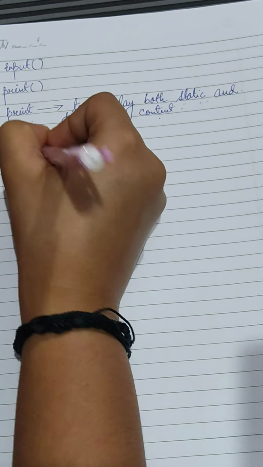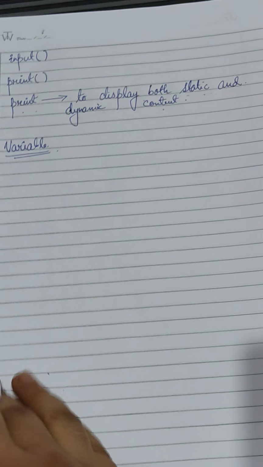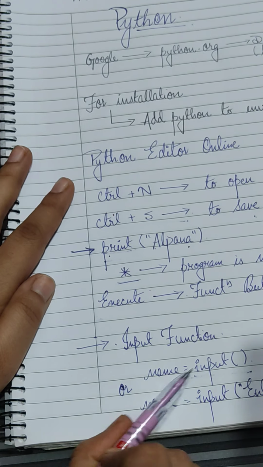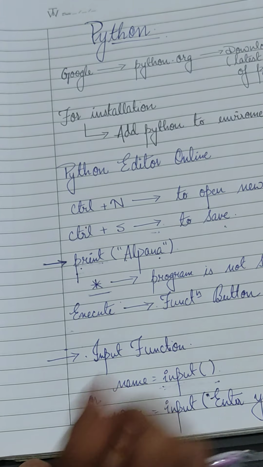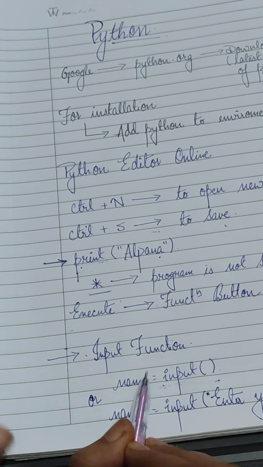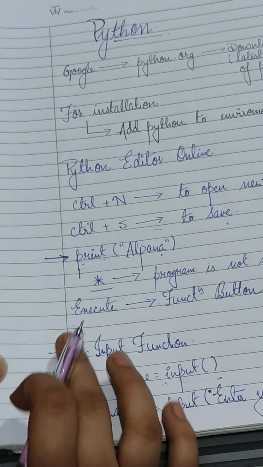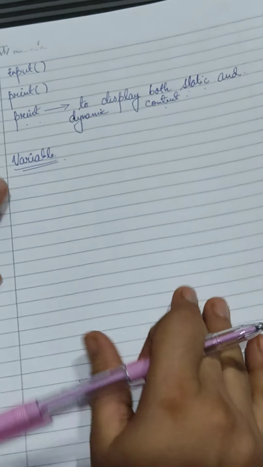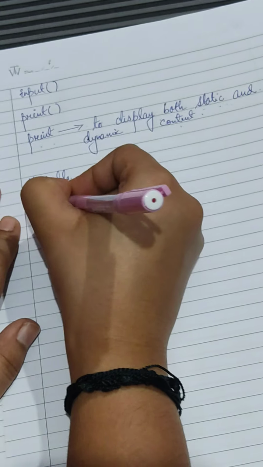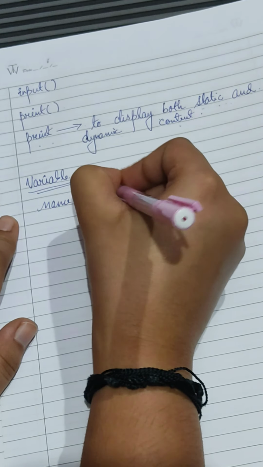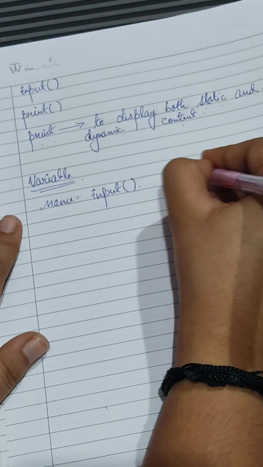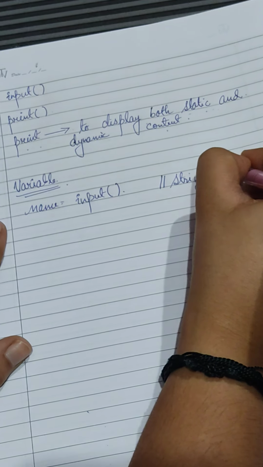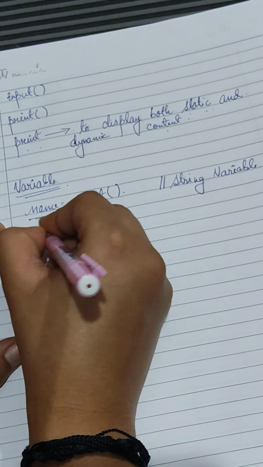Now we come to variables. What is a variable? In the previous example you saw name is equal to input of. Here the input function is used to take the input, and name is acting as a variable which stores your value. So name is a string variable.